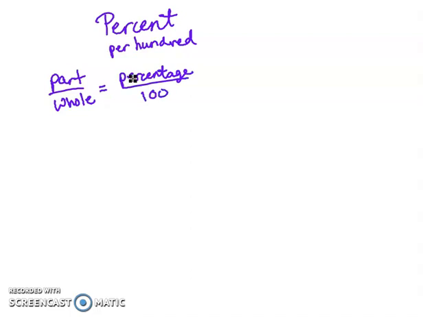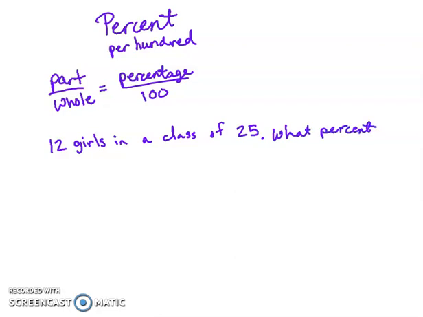All right, so for example, let's say I had something like there are 12 girls in a class of 25. Okay, I want to figure out what percentage is girls. All right, so I'm going to set up my proportion. So the girls are part of the whole class of 25, and that's going to give me some percentage that I'm looking for over 100.